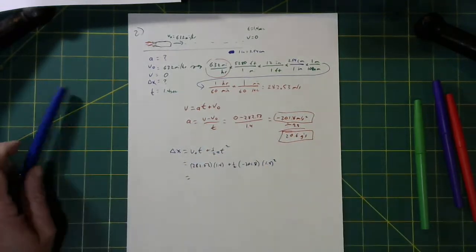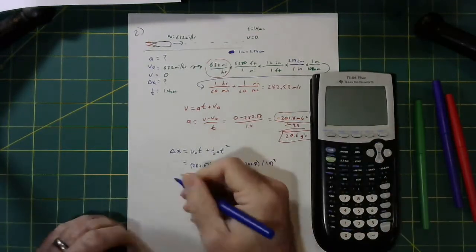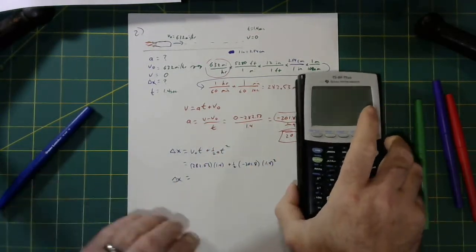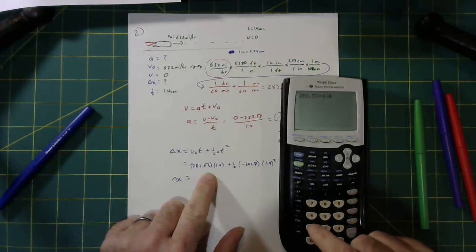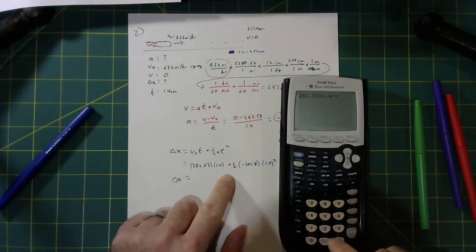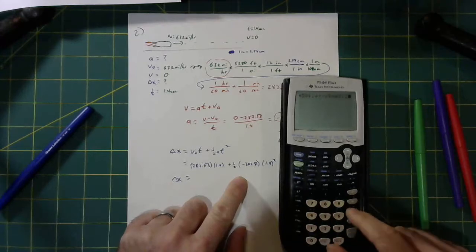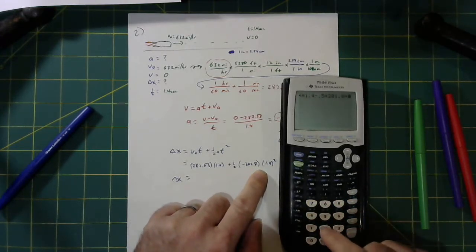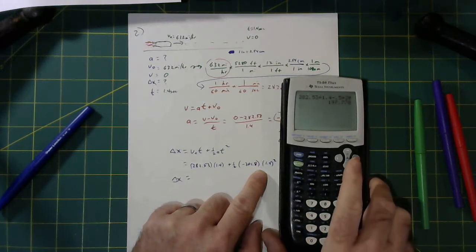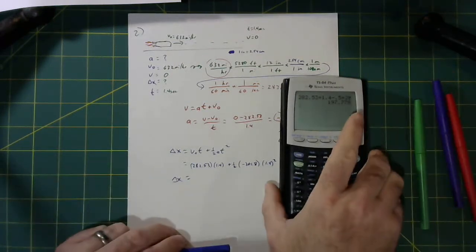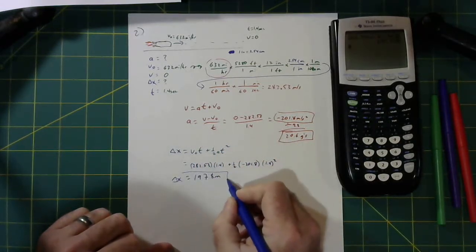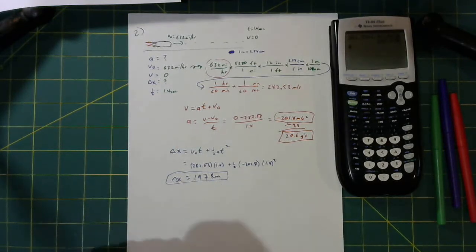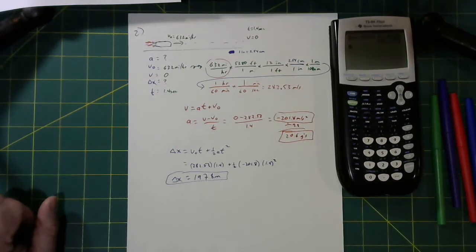And so if I plug that in my calculator, right, I'll get a displacement. Let's see, 282.53 times 1.4 minus 0.5 times 201.8 times 1.4 squared. And I get 197.8 meters needed to stop him. So, I mean, he stopped over 2 football fields length, very roughly. Okay, that's it for that problem.